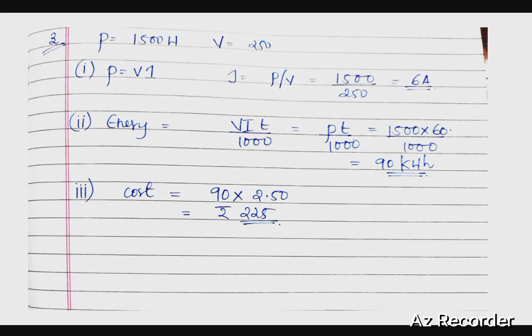Energy in kilowatt hour is given by VIT divided by 1000. We know that V into I is equal to power. So this can be written as electrical energy is equal to P into T by 1000. Power is 1500, time is 60 hours as given in the question, divided by 1000. Upon solving, it is 90 kilowatt hour. Okay, so electrical energy consumed is 90 kilowatt hour.